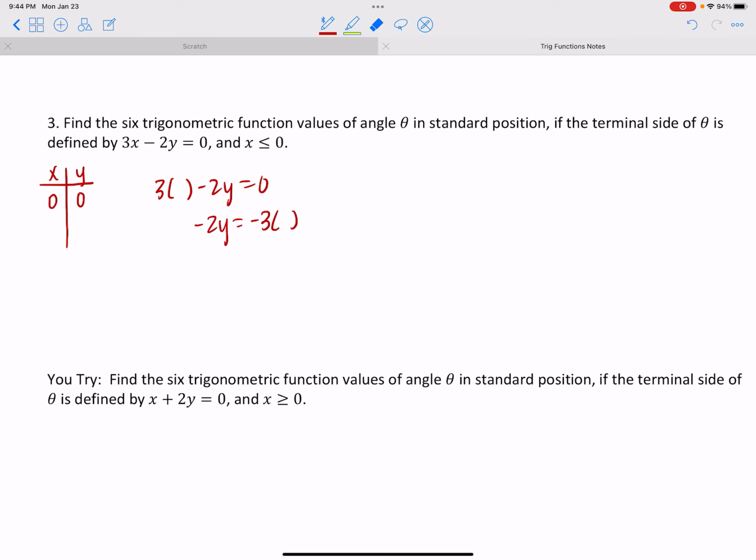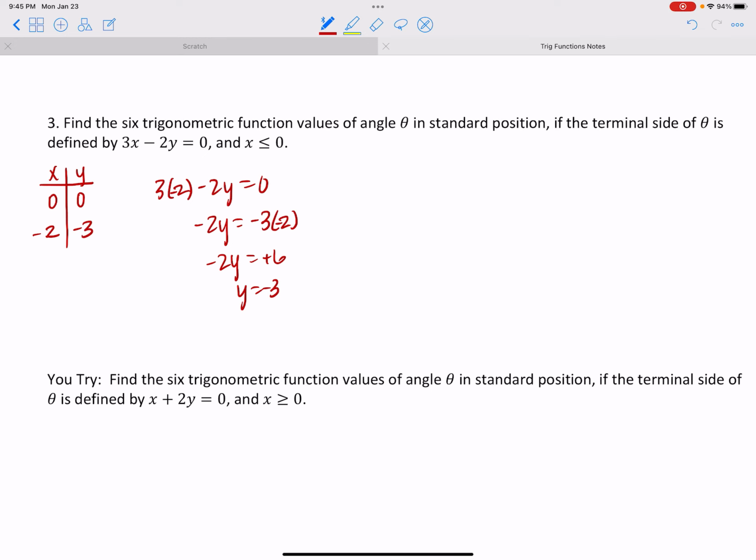I want to choose something that's going to work out nicely. In order for this to divide evenly by 2, there's going to have to be a 2 in here. So then -2y would be equal to -6, so y would be equal to 3. So when I input a 2, sorry, since we're less than 0, let's go -2, which means this is positive and this is negative. So -2 and then -3.